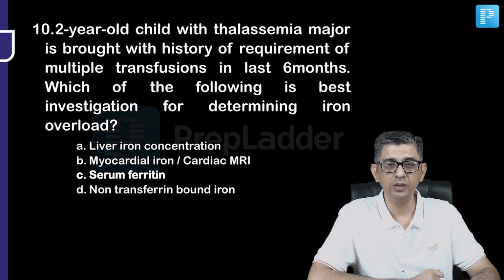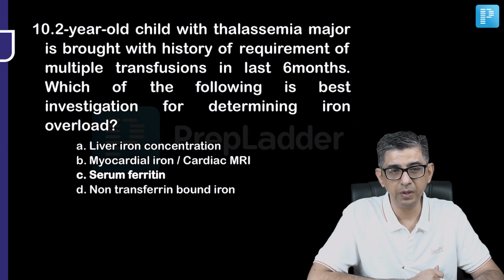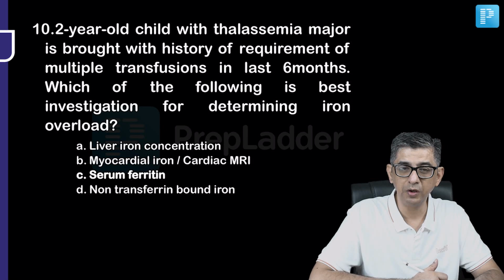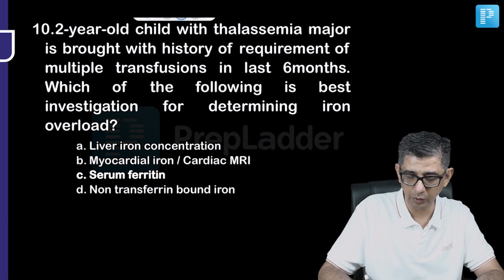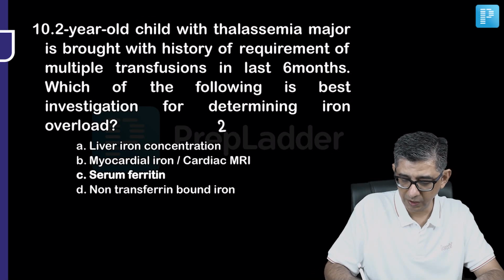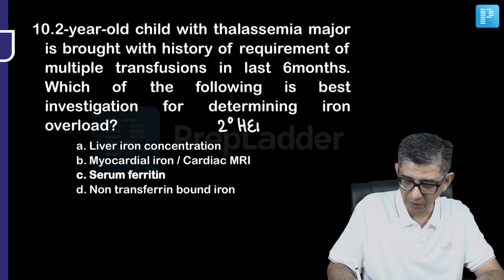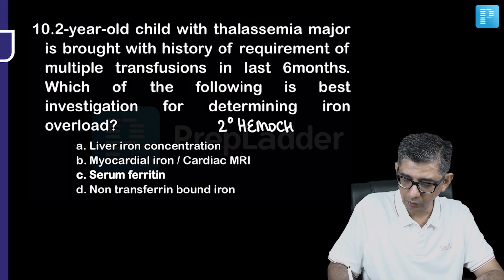There was a patient who's 2 years of age with thalassemia major. He's having a requirement of multiple blood transfusions in the previous 6 months. So we are talking about a case of secondary hemochromatosis. In this particular case, the question is what would be the best way to determine the iron overload in the patient.